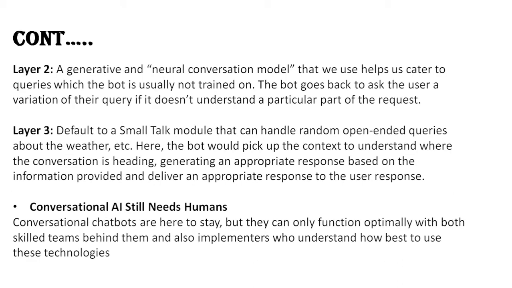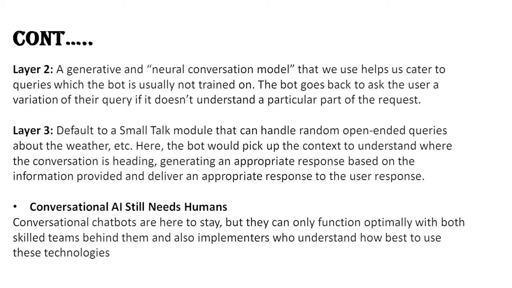And the second layer is a generative and neural conversation model that helps us cater to queries which the bot is usually not trained on. The bot goes back to ask the user a variation of their query if it doesn't understand a particular part of the request.